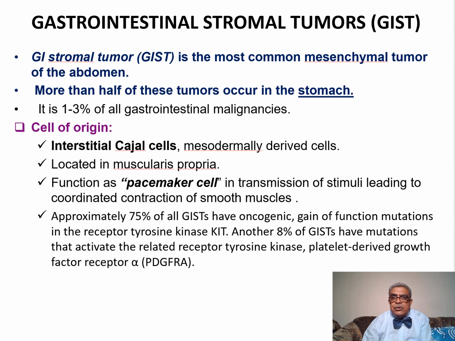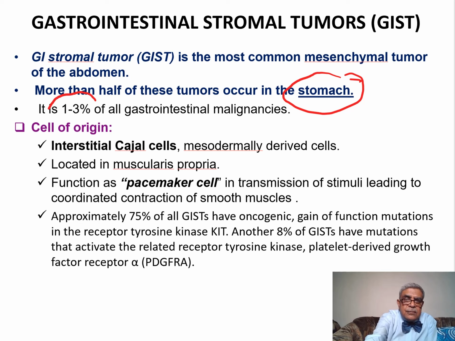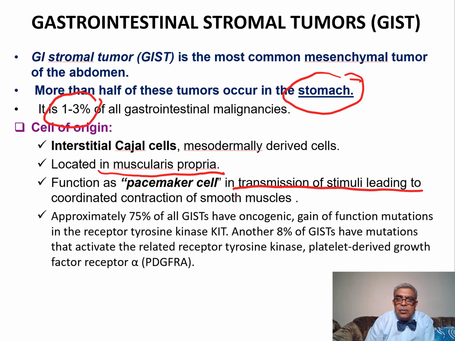More than half of these tumors are found in the stomach, and they form about 1 to 3% of the gastrointestinal tumors. The cell of origin is the interstitial cell of Cajal, which is a mesodermally derived cell located in the muscularis propria and functions as a pacemaker cell in transmission of stimuli, leading to coordinated contraction of smooth muscles.